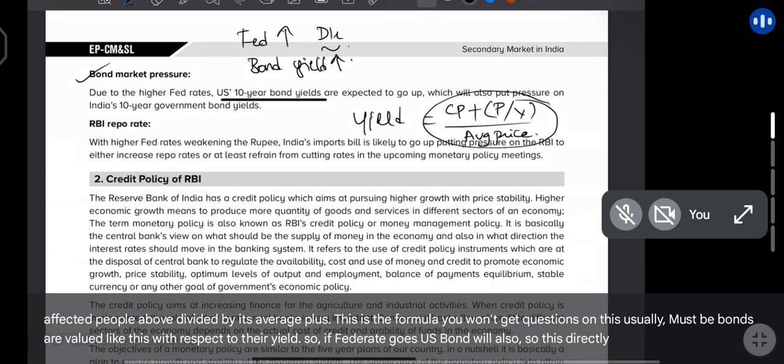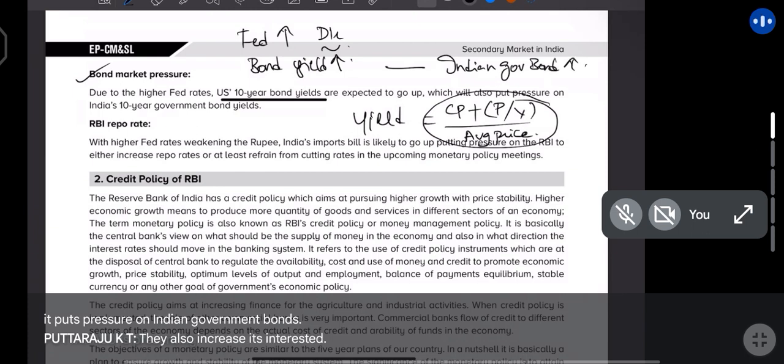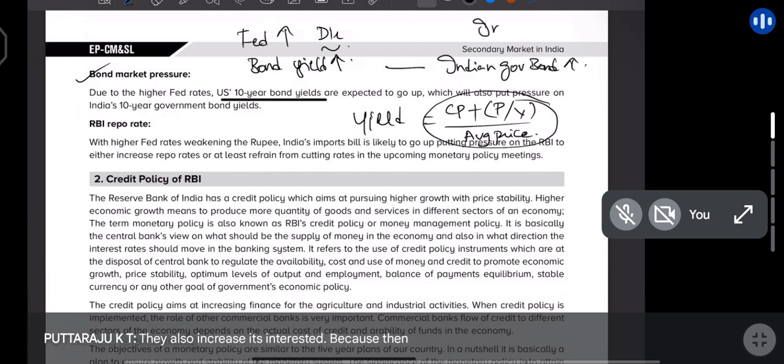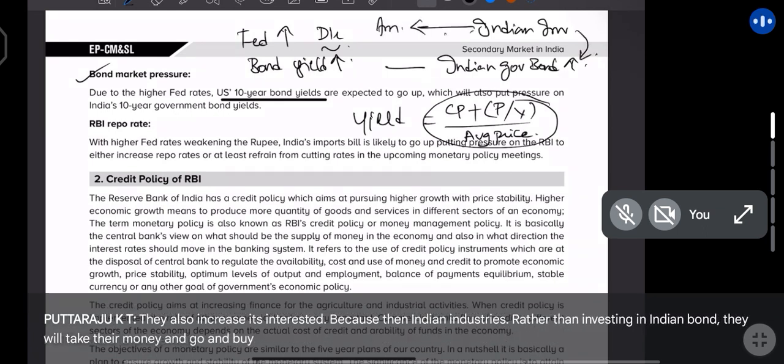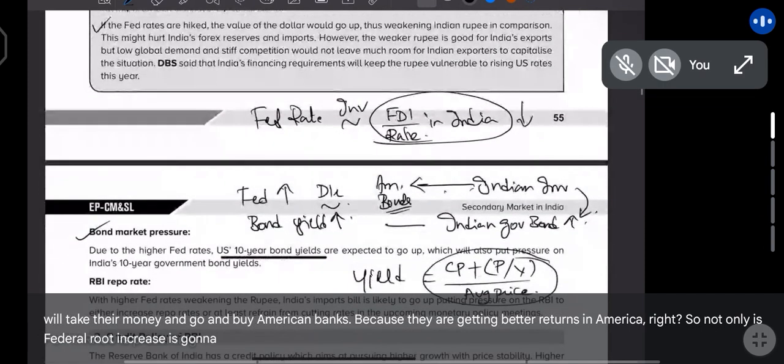And if the bond rate goes up, it puts pressure on Indian government bonds to also increase their interest rate. Because then Indian investors, rather than investing in Indian bonds, will take their money and go and buy American bonds because they are getting better returns in America, right? So not only is the Fed rate increase going to decrease the FDI potential in India, it is also going to take Indian money outside India.